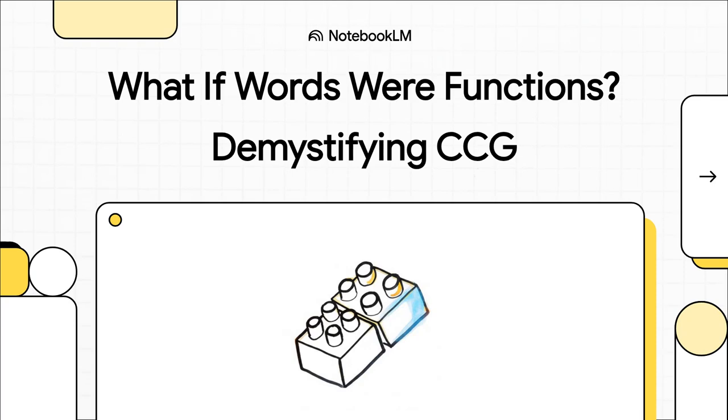Have you ever really stopped to think about how language works? I mean, not the grammar rules from school, but the deep, computational engine that's humming away in your head. Today, we're going to dig into a really elegant idea that flips grammar on its head. What if words aren't just static labels? What if they're actually active functions?